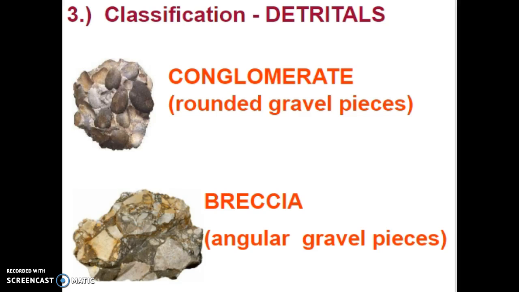So taking a look at classifying detrital sedimentary rocks, a conglomerate is a detrital sedimentary rock that's made with rounded gravel-sized pieces that have been compacted and cemented together. A breccia is very similar, except for the fact that the clasts here are very angular and jagged.